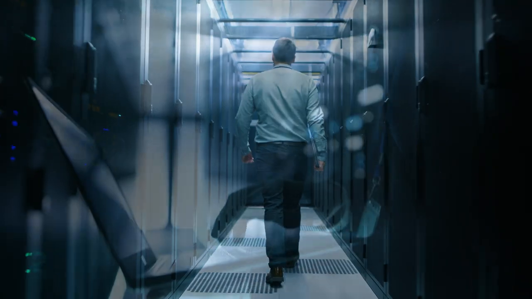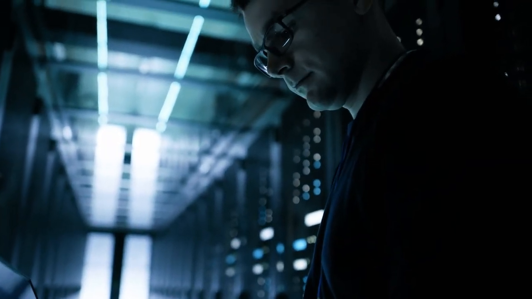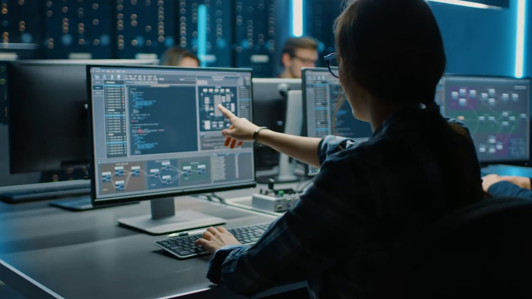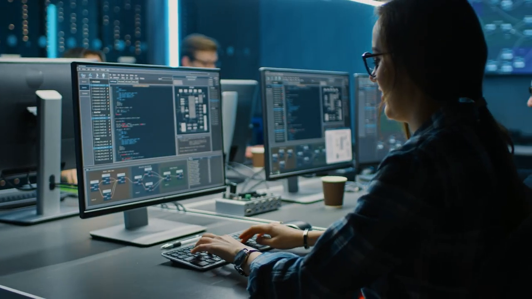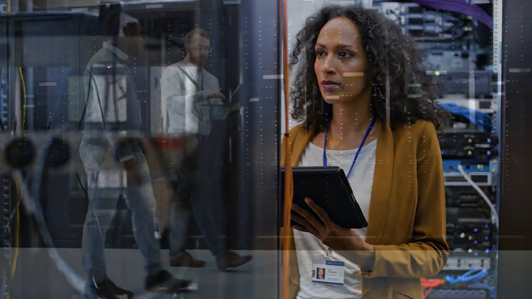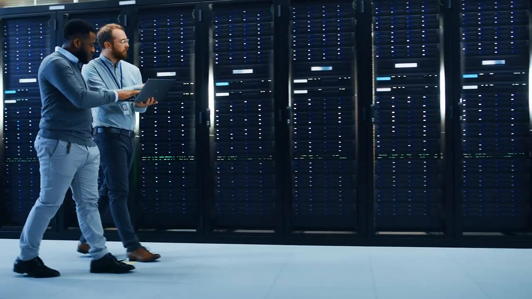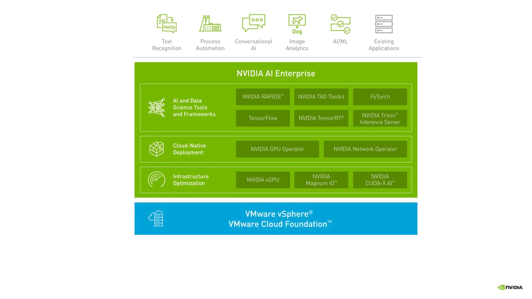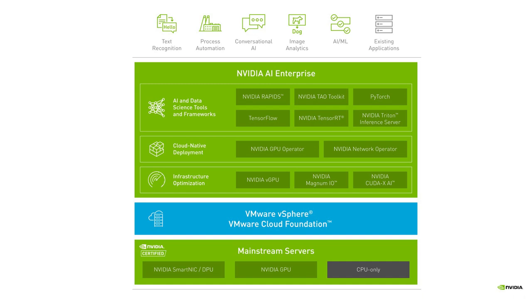Managing AI and ML workloads within the enterprise data center can be time-consuming and resource-intensive. IT admins need tools that are easy to use and have the flexibility to easily scale as resource demands increase. NVIDIA AI Enterprise with VMware vSphere makes scaling of resources and managing workloads easy for both IT admins and AI practitioners.